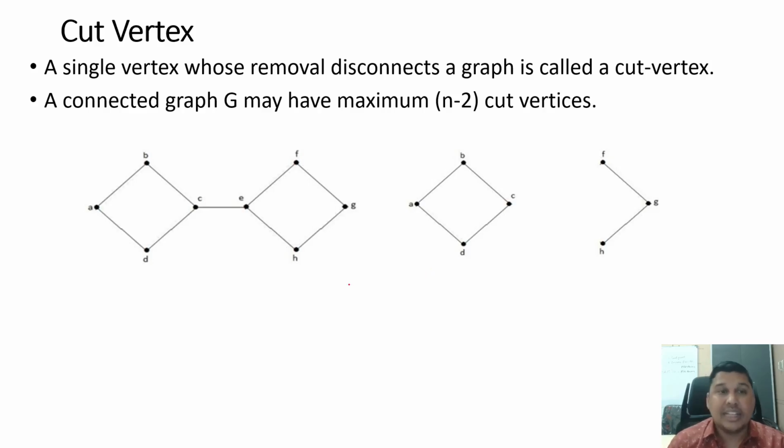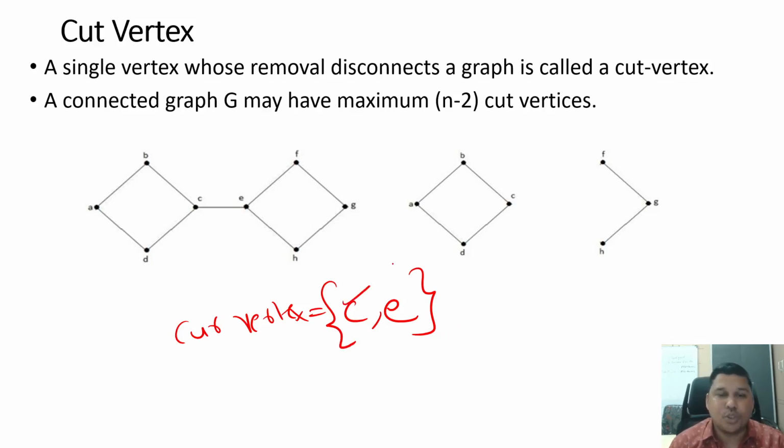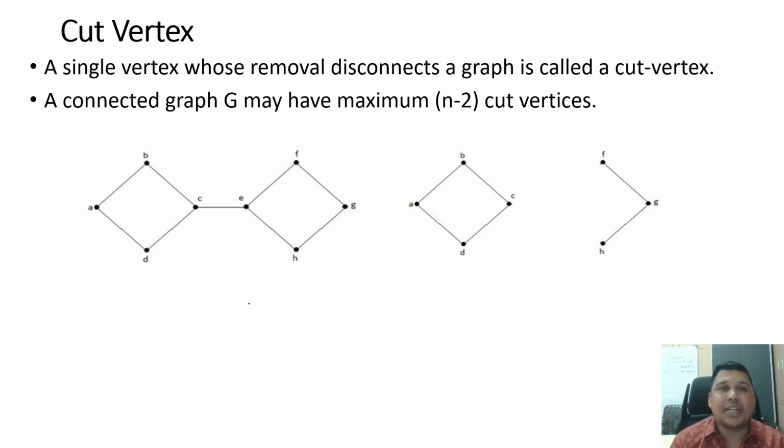In this given example, what are the cut vertices? Cut vertices are the vertices whose removal makes the graph disconnected. So the cut vertices are C and E. If you remove C, it breaks the graph. If you remove E, it breaks the graph. Given a graph, the task is to find out which are the cut vertices. Removal of that particular vertex from the graph makes the graph disconnected.